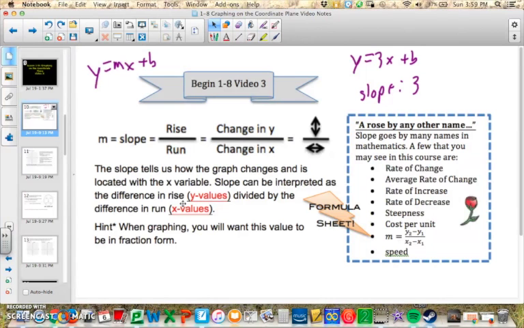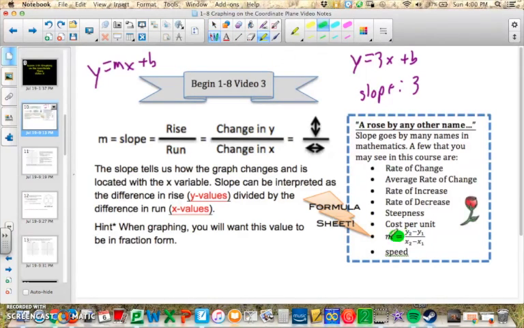So as I said, we talk about slope. We call it several different things. You may hear it called slope, the rate of change, the average rate of change, the rate of increasing or decreasing. We might talk about the steepness of a graph, its cost per unit if we're talking about a word problem. We also might refer to it in the formula form.